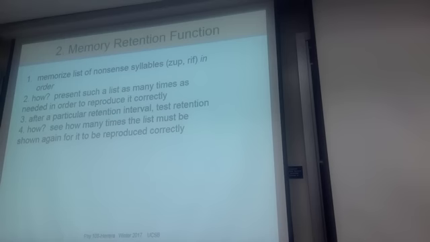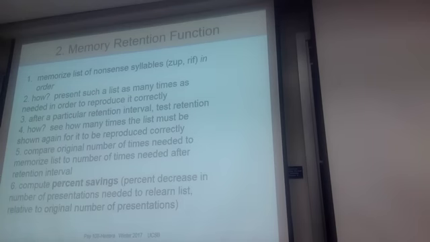Most people don't get everything right the first time, but then how many times do they have to rehearse the list before they can do it totally correct again? And they compare that number to the number of times it took the first time around. That's called your percent savings.